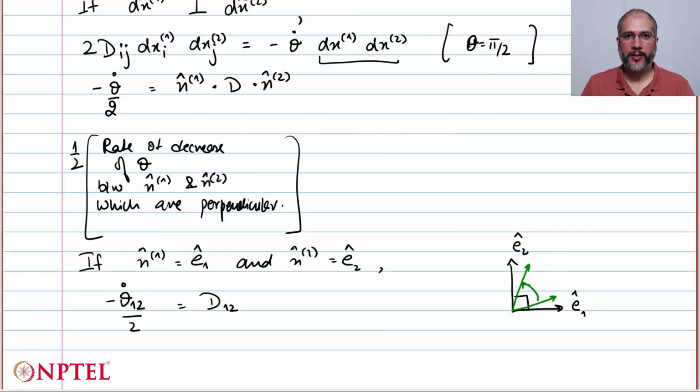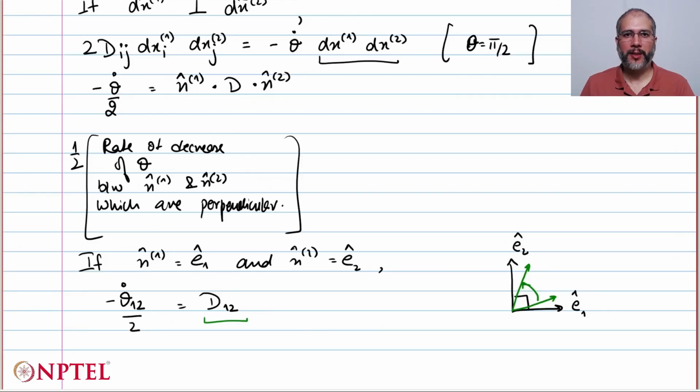So theta dot is the change, which in this case is a negative, but if you take a negative of theta dot, that becomes a positive quantity. So we are measuring the rate of decrease here. You just divide that by 2. It is just like those engineering strains where you divide by a factor of 2. So this minus theta dot 12 by 2 is equal to d12.